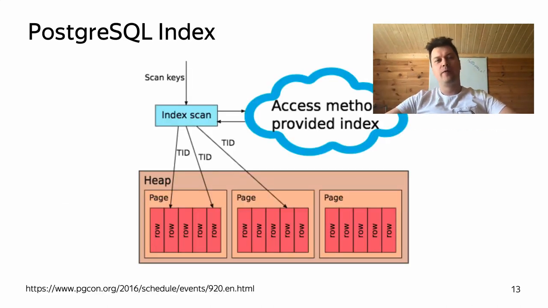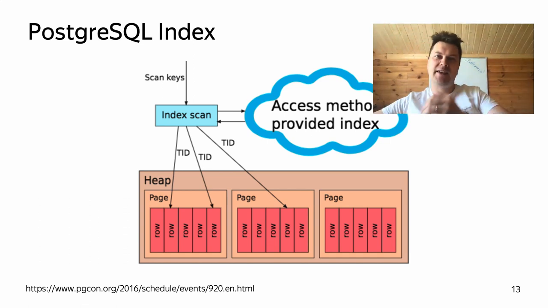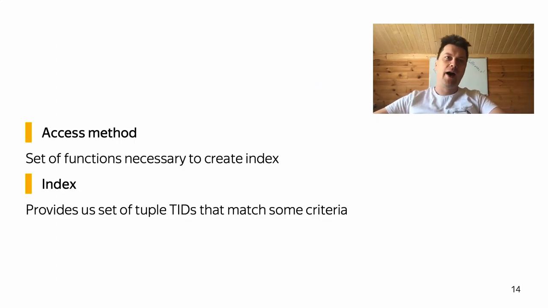This is a schema from Alexander's presentation. So, an access method creates an index which helps us find tuple identifiers inside the heap via index scan. That's it. An access method is a set of functions necessary to create an index, while an index is something that provides us tuple identifiers according to some search criteria.